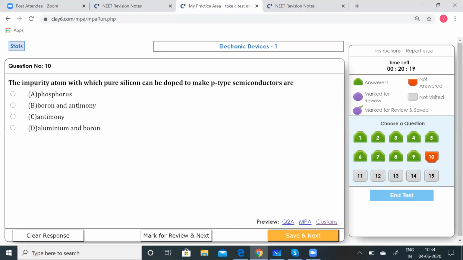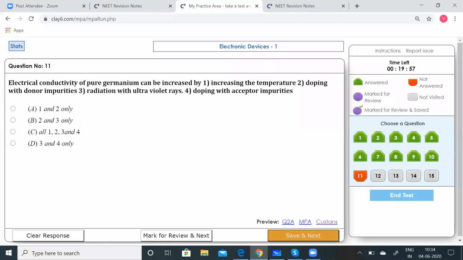Then coming to the 10th one. The impurity atom with which pure silicon can be doped to make p-type semiconductors are phosphorus, boron and antimony, or aluminum and boron. Now p-type are trivalent. So obviously aluminum and boron have a valence of 3 electrons. So obviously that should be the correct option. Go to the next.